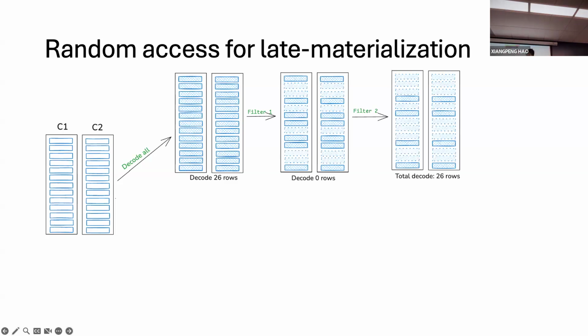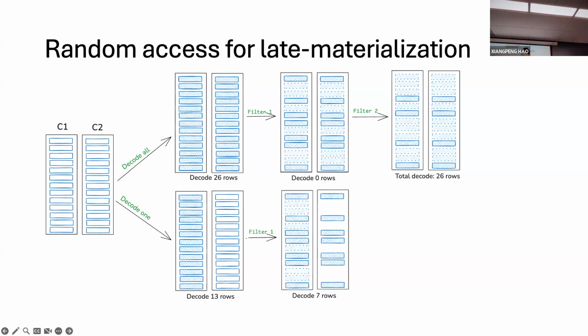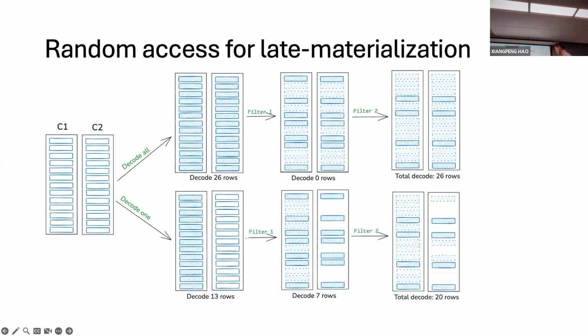Then we apply the filters on the second column, which filter out even more data. And in this case, we have to decode 26 rows. The later materialization is the idea that we want to decode as late as possible. So in this case, we first only decode the first column, and then we apply the filter and propagate the bitmap to the second column, where we only decode the matching rows. And eventually we only decode 20 rows. So this is late materialization.